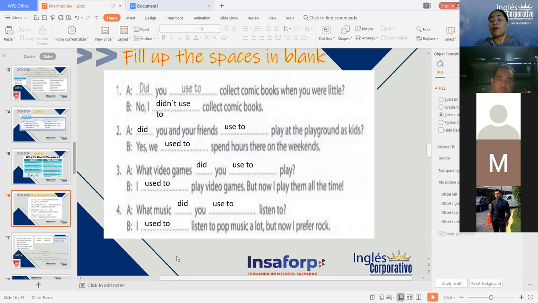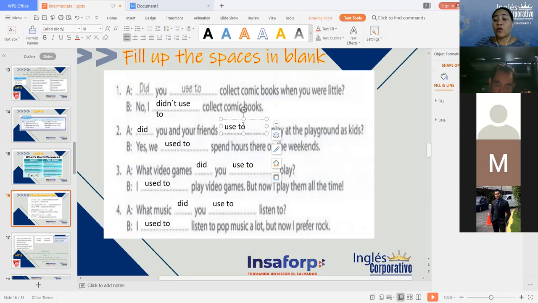Tienen que, bueno, en este caso, ¿verdad? Hay que fijarse en la oración. Recordemos que used to son para cosas que estuvieron en el pasado, pero que ya no son verdad. En el caso de la música, ¿verdad? Yo solía escuchar el pop, pero ahora ya cambié, mi mente cambió, ¿verdad? Prefiero el rock. Lo que les decía anteriormente, este used to no es una preposición como en el go to.